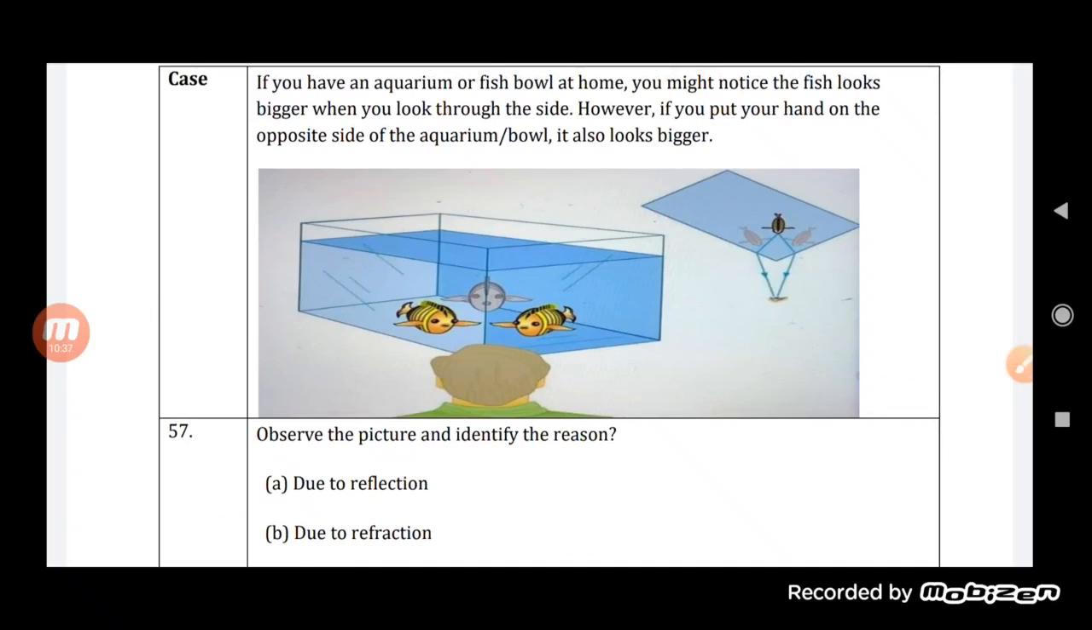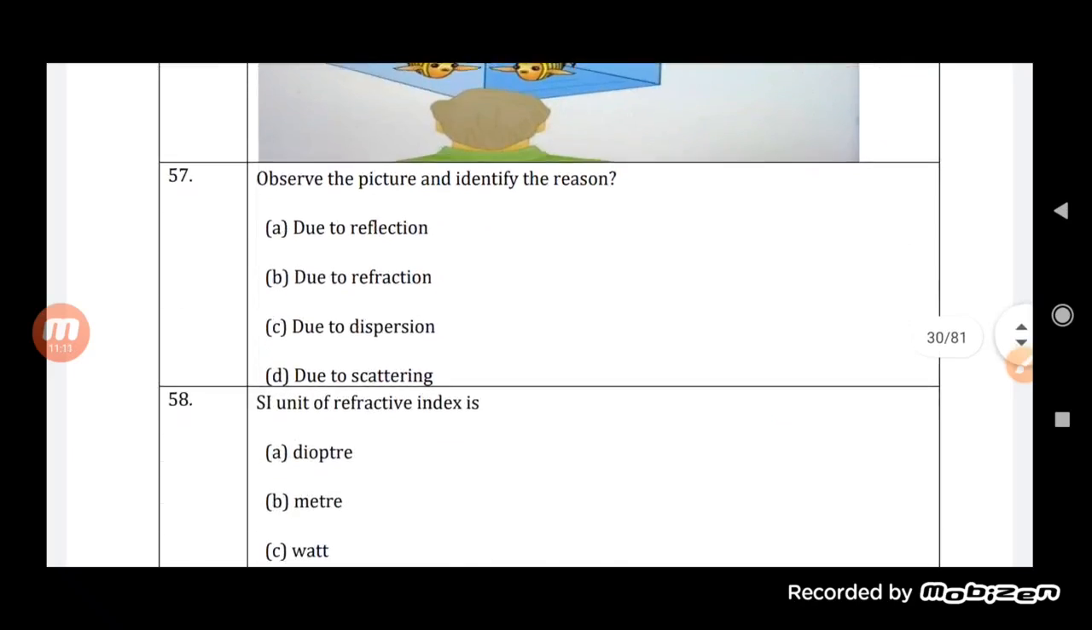So if we put a hand on the opposite side of the aquarium, why does it appear bigger? Basically, it is due to refraction. Okay, you know that the light is passing from the air to the glass and then to the water. That's why it appears bigger.